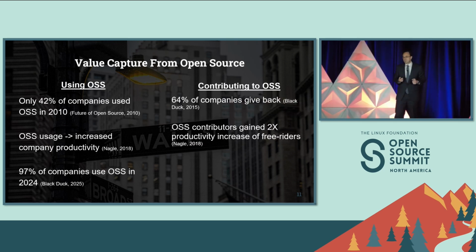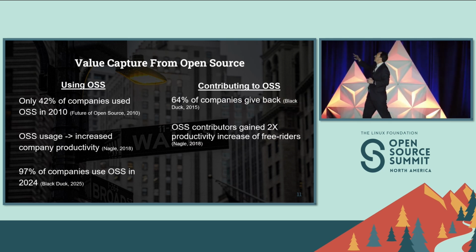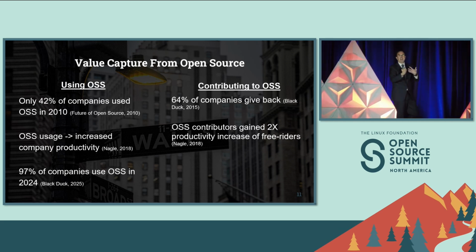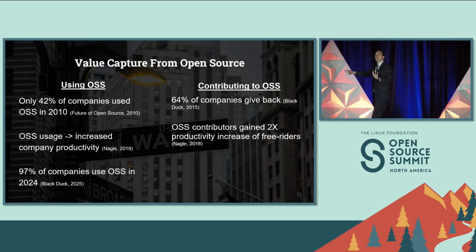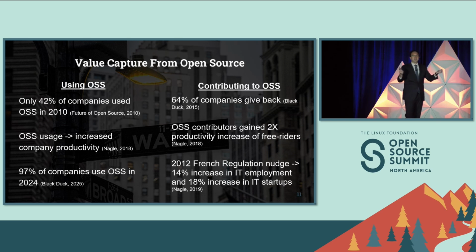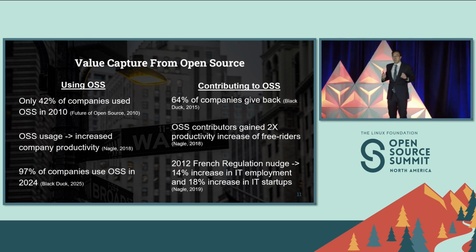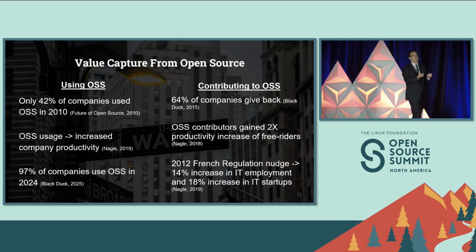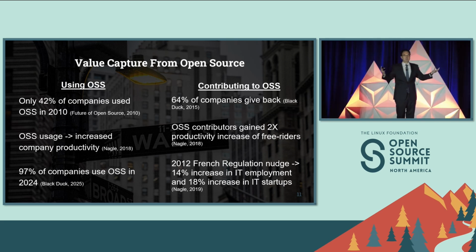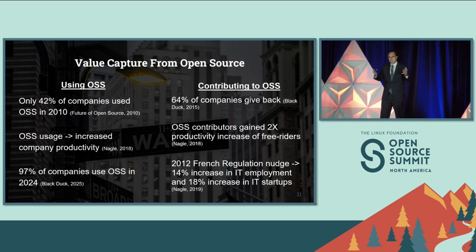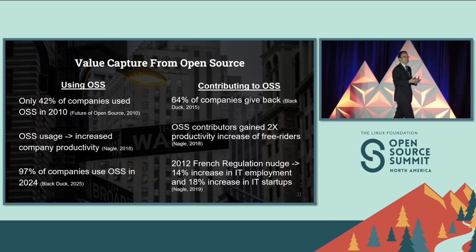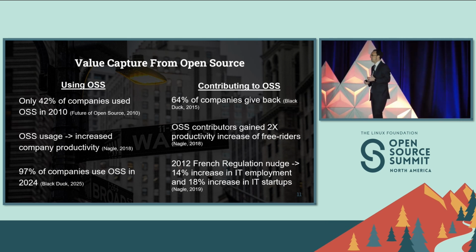And so again, we did some other studies and ended up showing that, at least for a subset of companies, those that contribute end up getting 2 times more productive value back from using open source than their free-riding peers who use it but don't contribute. And then, in that French study, we were also able to show at a country level that when France nudged their companies to start contributing to open source more, we ended up with a large increase in the IT employment sector, which is generally thought of as a good sector to increase. And we also see a large increase in the percentage of startups in the IT space coming out of France compared to other EU countries.